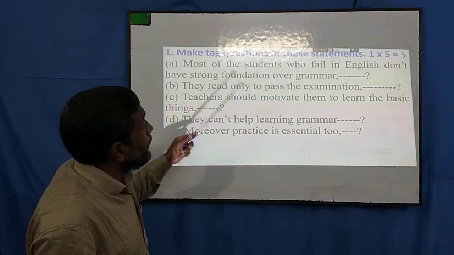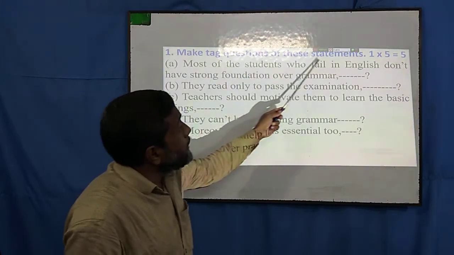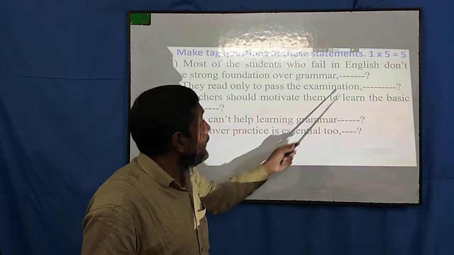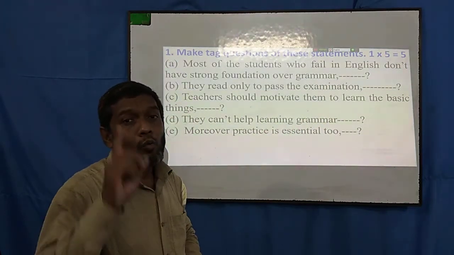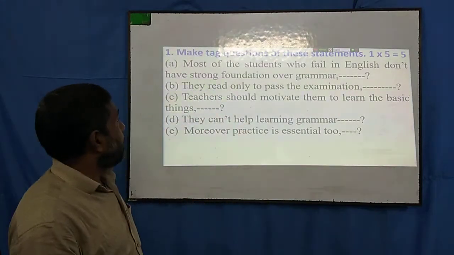So the question will be like this: make tag questions of these statements. In every question will carry 1 mark. So it will carry a total of 5 marks here.